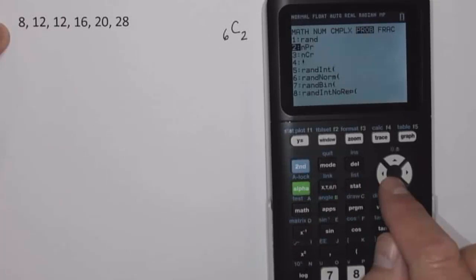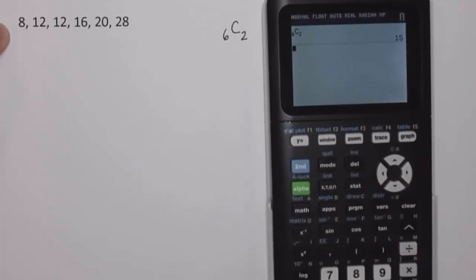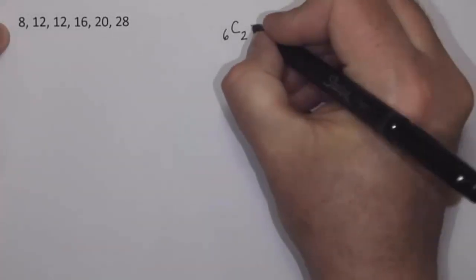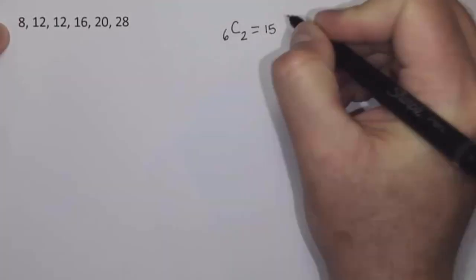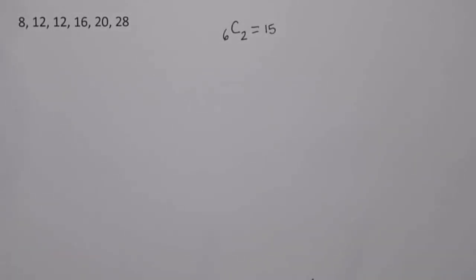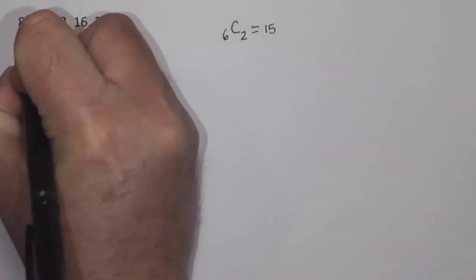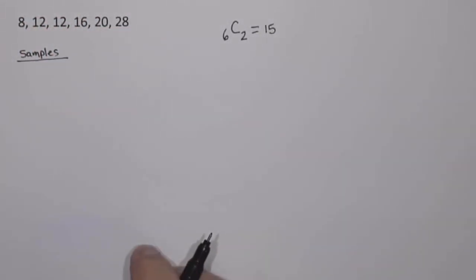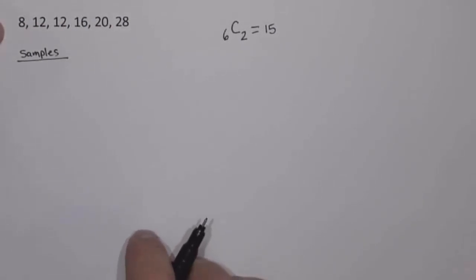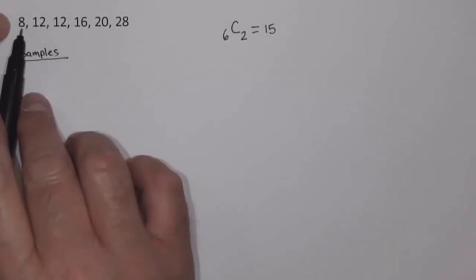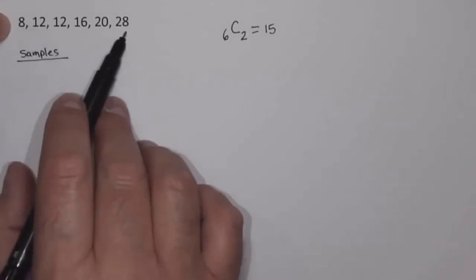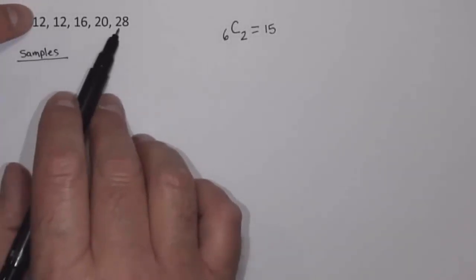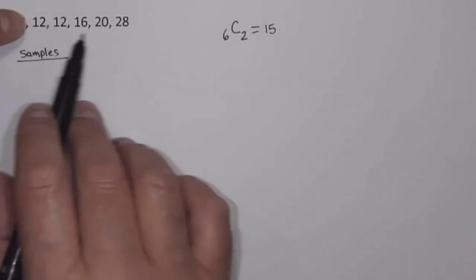So that will be 15. There will be 15 different samples of size 2 from our population of 6. And so we're going to list all of the different samples that are possible. So we're literally just going to list out all of the different samples that are possible. So we're going to do this systematically. I'm going to start by pairing 8 with each of the other values, then 12 with each of the other values, the other 12, and so on.